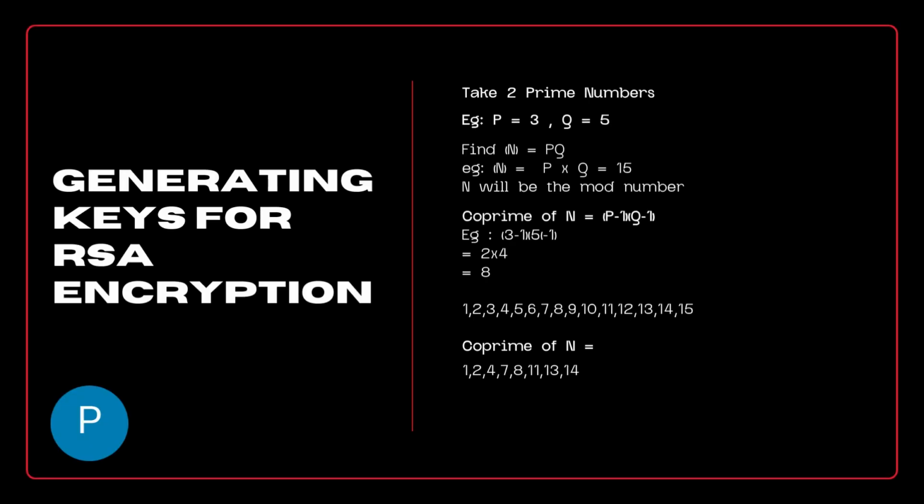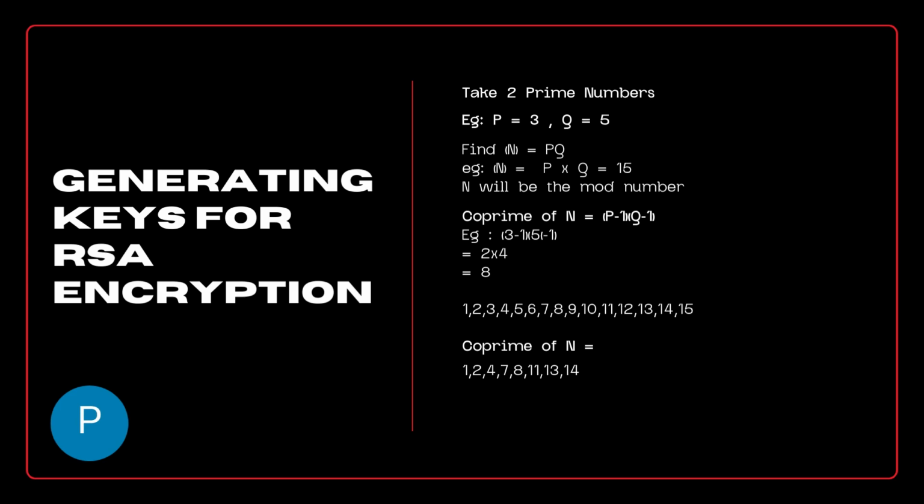Hello, my name is Ahmad Zaidi, and I would like to explain about generating keys for RSA encryption. So to get the keys, we need to first take two prime numbers. For our example, we use P equals 3 and Q equals 5. Next, we need to find N, which is P times Q. So for our N, we will get 15, which is 3 times 5. So this N will be our mod number.